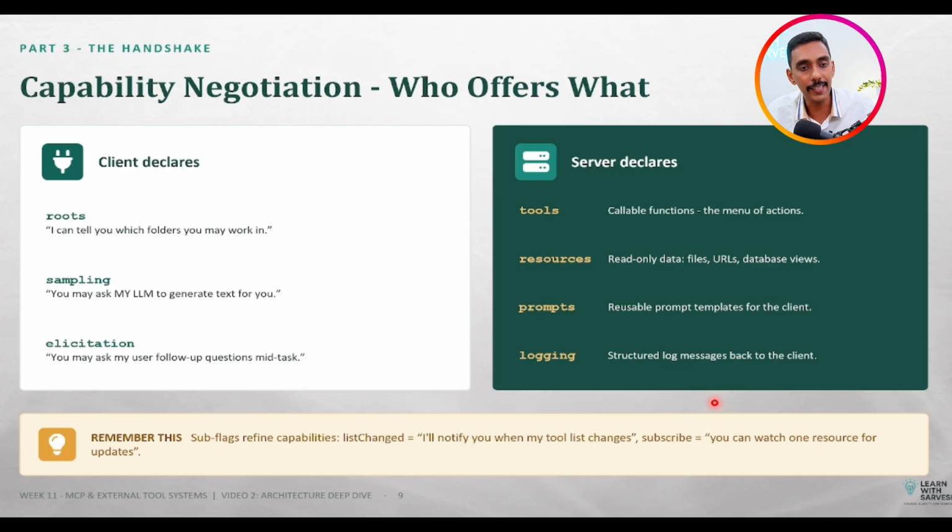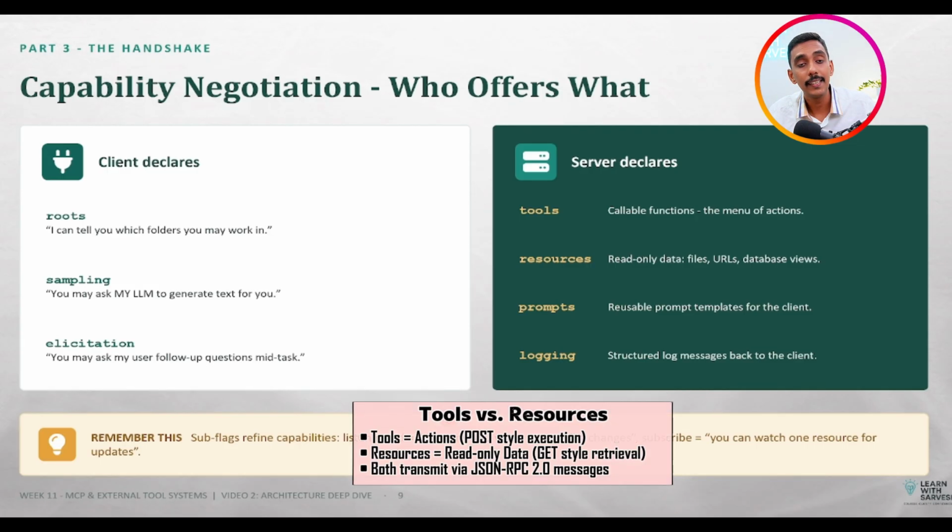Resources are like GET endpoints, and tools are actions, like POST.